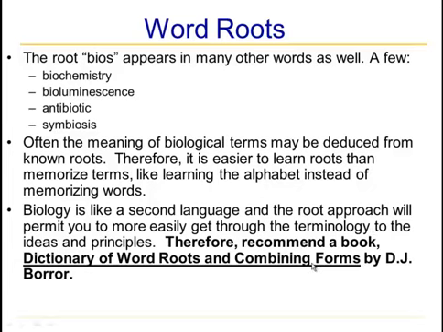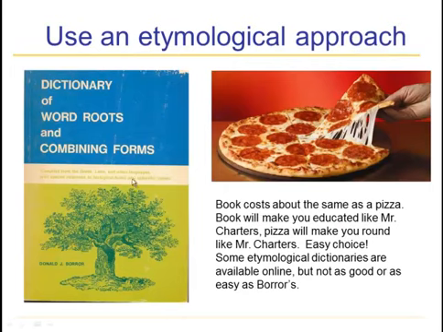And so I have recommended, and it should be present in the bookstore, a book called The Dictionary of Word Roots and Combining Forms by D.J. Bohr. This is a little dictionary which will help you greatly in your endeavors to learn biological terms and to build a stronger vocabulary. Here, in fact, is what the cover of the book looks like. The cost is something like $10 or $12, about the same price as a pizza. The book will make you educated, but the pizza will make you round. And I suggest education over being round, since most of us will become rounder with age anyway. So do invest in this book.